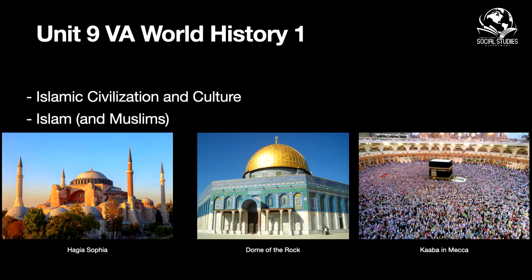But reality is, what's inside is an actual rock. And we'll talk more about this later. But to the far right, that is the Kaaba in Mecca. Mecca is the holiest city for Muslims. And this is where they go on their pilgrimage or Hajj, which we'll talk about shortly.